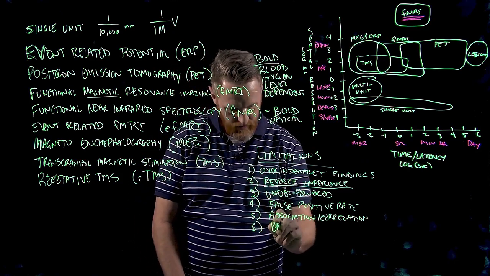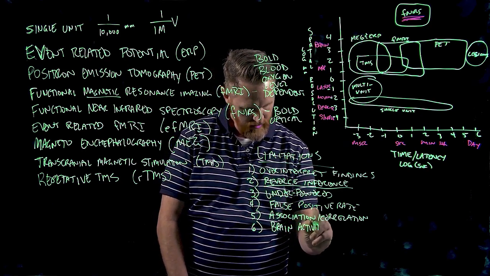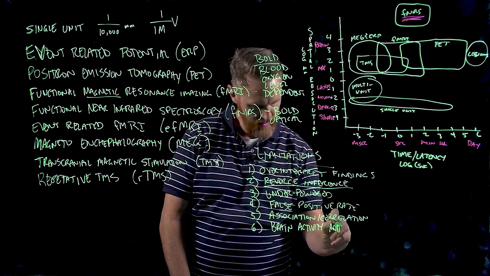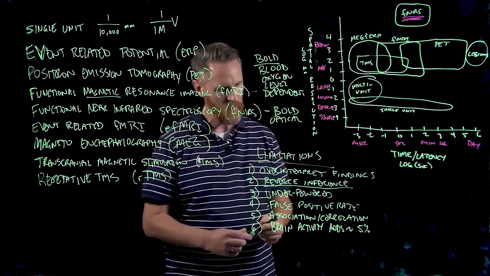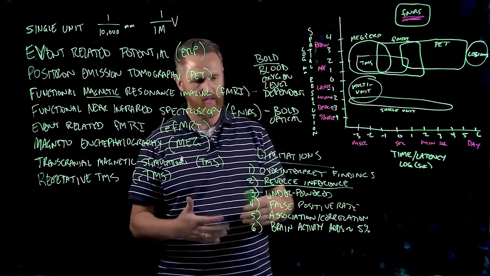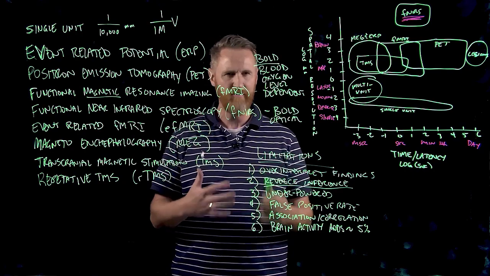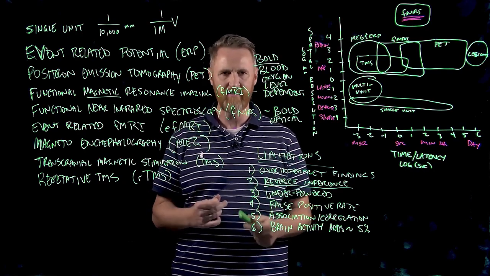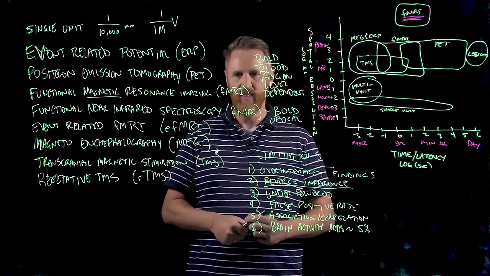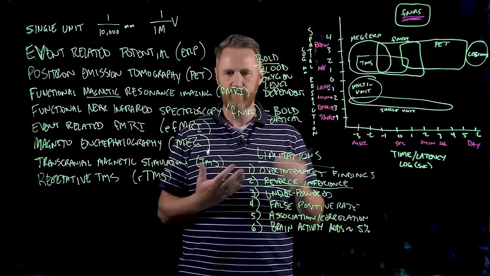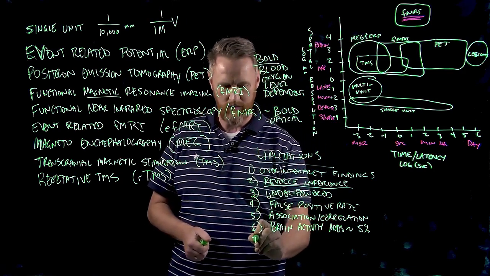Brain activity, I'm just going to call this one out. Brain activity adds roughly 5%. So when you're looking at changes in brain activity as a result of a stimulus, we're really talking about maybe a 5% change from what's going on normally. That means the signal to noise ratio is very, very low, and it can be very difficult to measure.